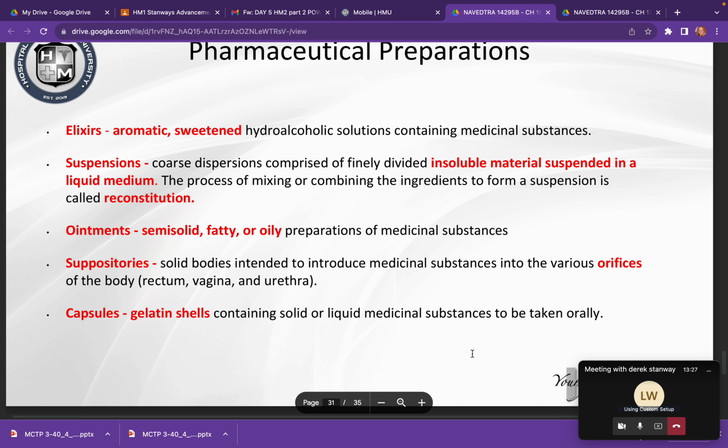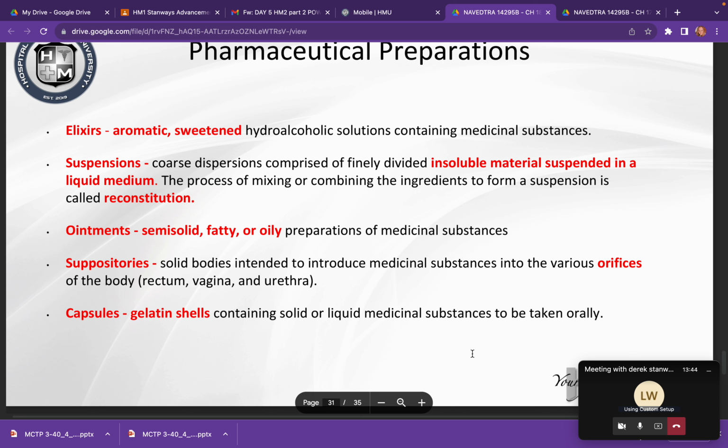Ointments, we went over the topicals, are basically a little thicker than the actual creams. Suppositories are kind of self-explanatory, and then the gelatin gel capsules like Colace and that stuff. Those are the ones that fall in that category.